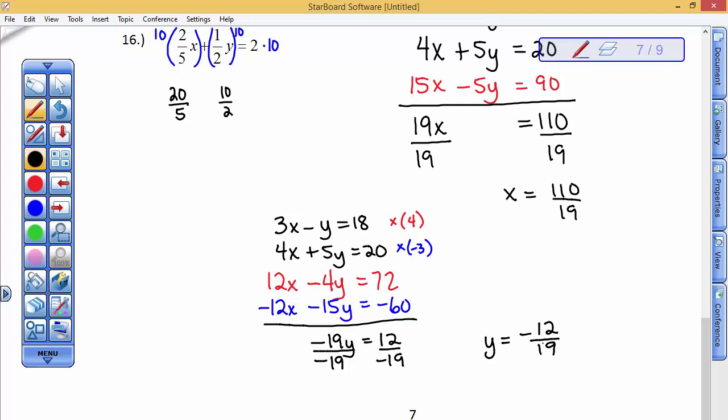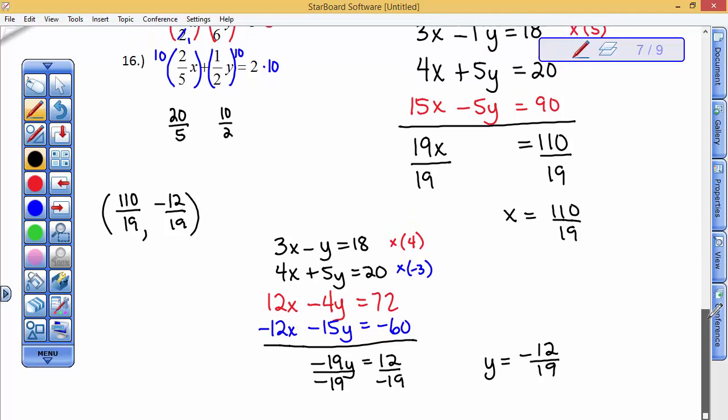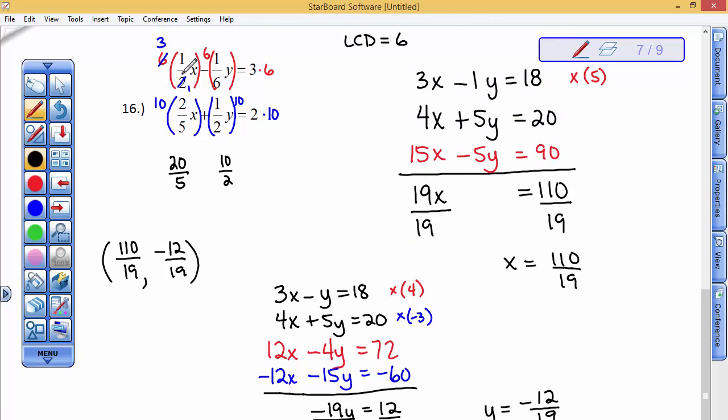And I would pull my calculator out and I'd do that same calculation. So I'd take a half times this 110 over 19 minus 1/6 times the negative 12 over 19, and I'd hit enter and see if it equals 3. I have checked this, so I'm not going to do that for you right now. We'll come back and do some story problems.